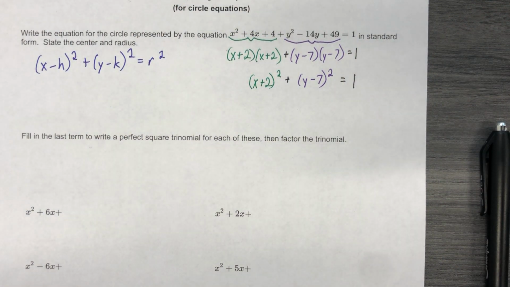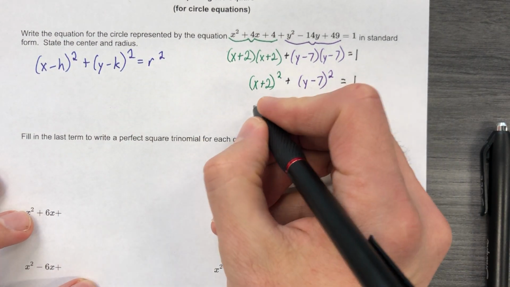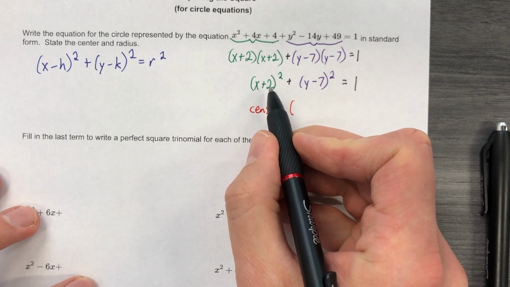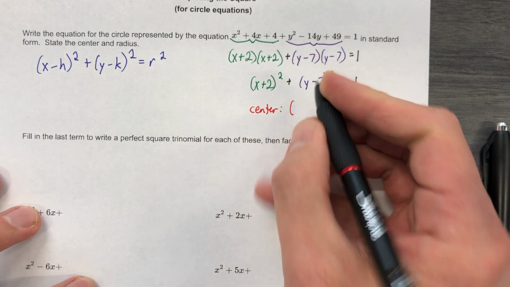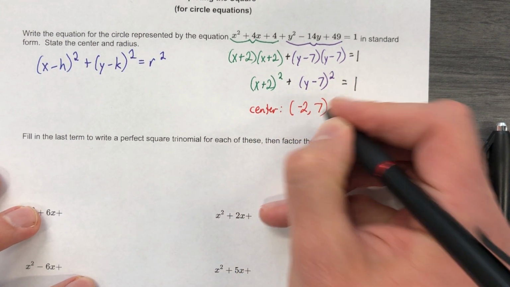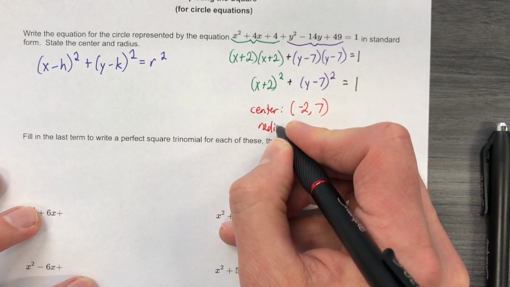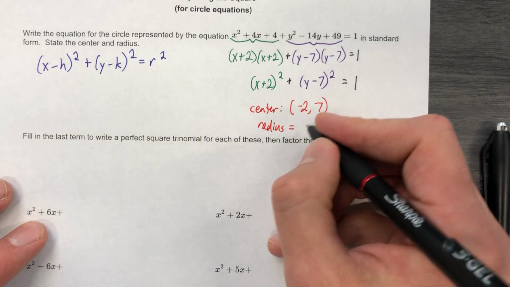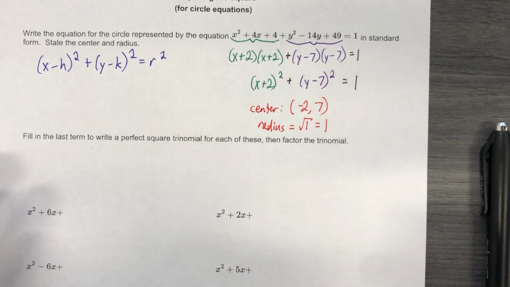Okay, so we're also going to finally answer the question, and the question in colorful red is that the center is at -2, 7, and the radius is 1, and it is 1 not because I pointed at a 1, but because the square root of 1 is 1.